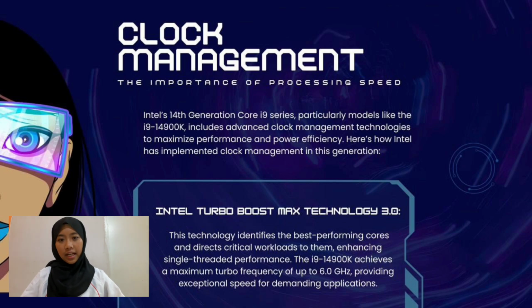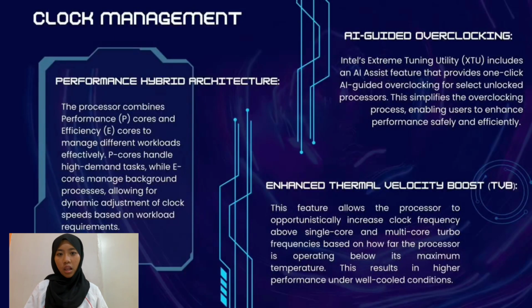Lastly, Enhanced Thermal Velocity Boost (TVB) is used to allow the processor to opportunistically increase clock frequency above single-core and multi-core turbo frequency based on how far the processor is operating below its maximum temperature. This results in higher performance under well-cooled conditions.